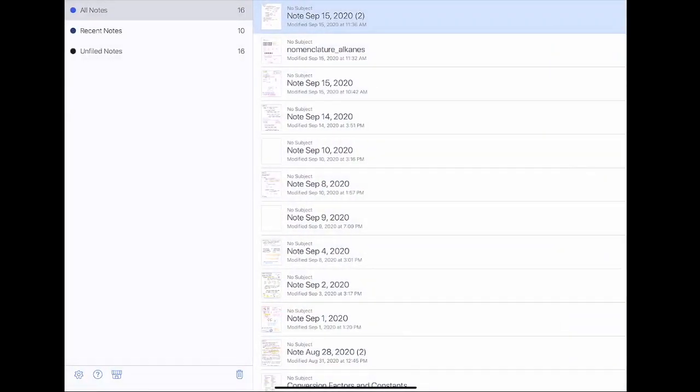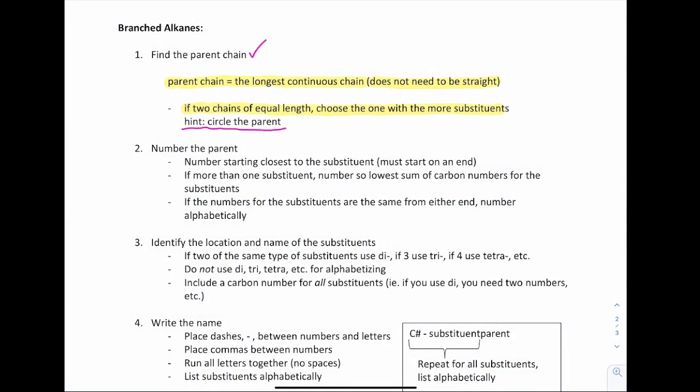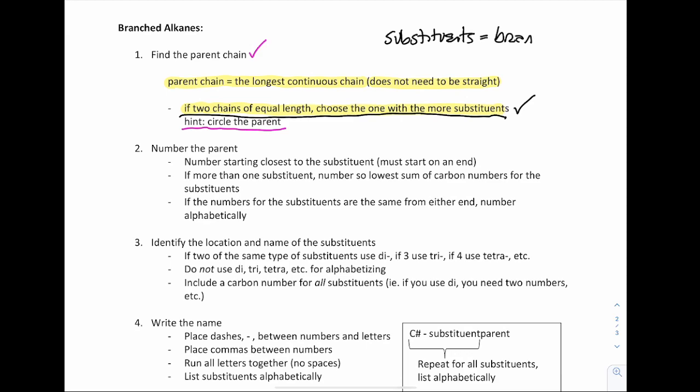If I go back to those rules, we had a rule that said that if we have to write 2 chains of equal length, choose the one with more substituents. A substituent is just our branch. So anytime I have something coming off the parent, a branch point, that's a substituent. So substituent is a branch, same thing. So I want to choose the one that has more branches coming off of it.